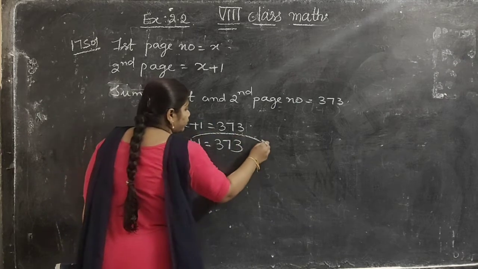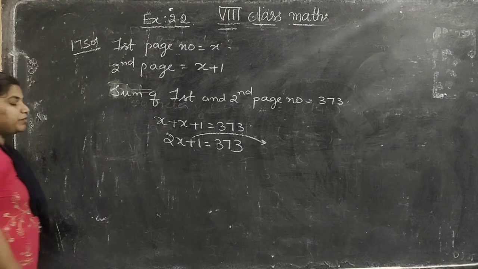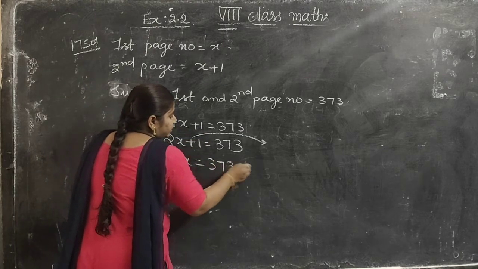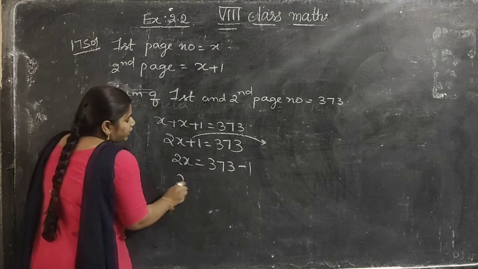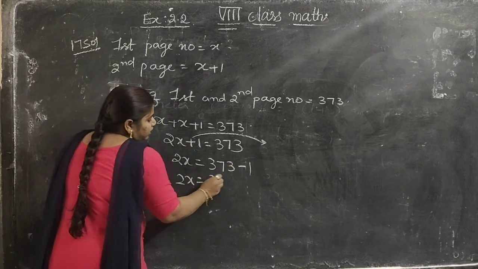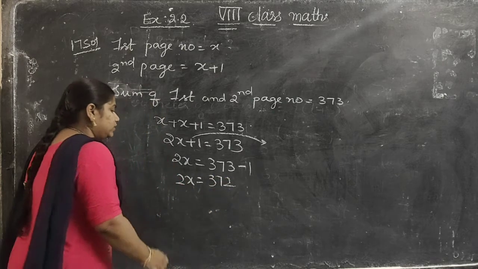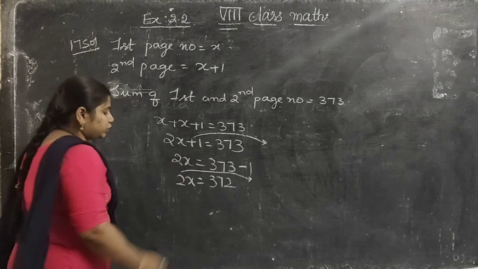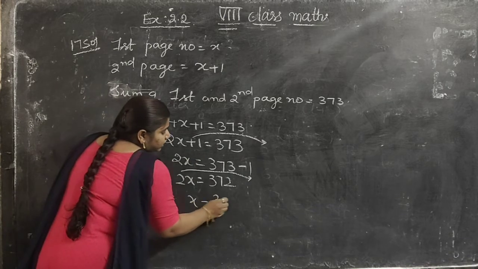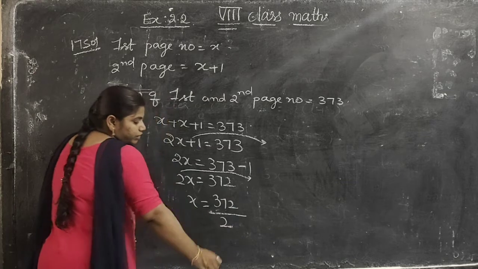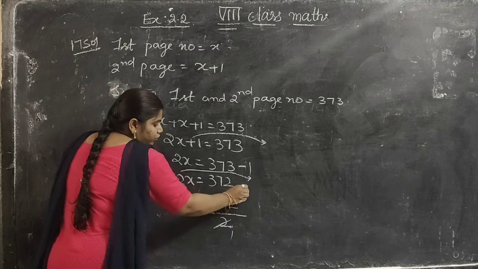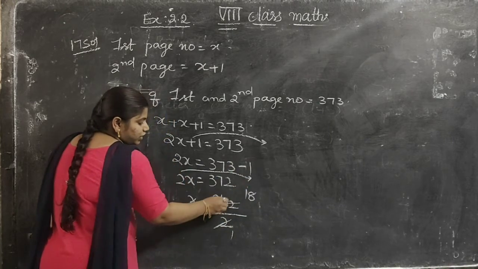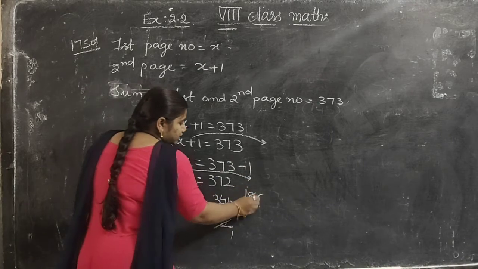Send this plus 1 to the other side. That will be transposed and it will become minus 1. So 2x is equals to 373 minus 1. So subtract this one. 2x is equals to 372. Now send this 2 to the other side. That is in the form of multiplication, it will be converted into division. So x is equals to 372 by 2. Divide this one. 2 1s are 2. 1 will be remaining. 2 8s are 16. 1 will be remaining. 2 6s are 12.